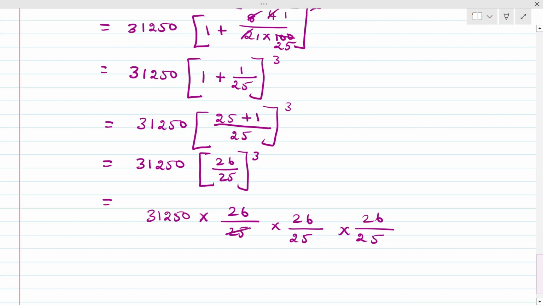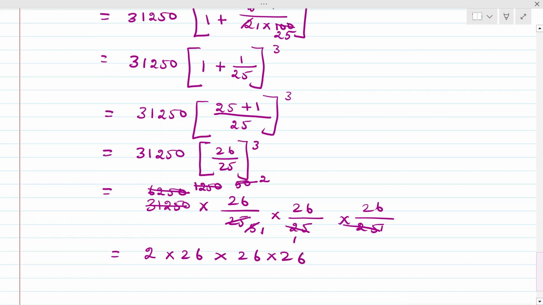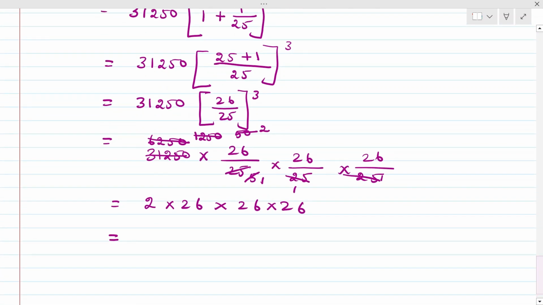First I will try to cancel it by 5. So it will become 6250. And again this 5 also I will cancel. So 1250. Again this one I will use to cancel. This will become 50. And then this 25 and 50 I will get 2. So now the remaining is 2 into 26 into 26 into 26. This is what now we have remaining. When you multiply all this, you will get 35,152. This is the amount.